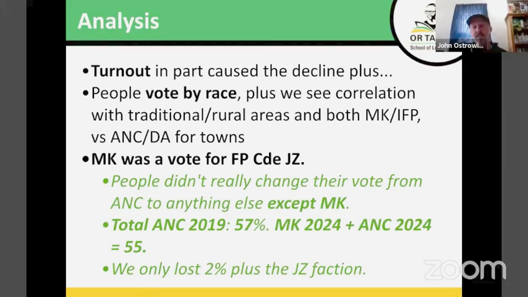So if we look at the results and we add MK's share to the ANC results, the 2019 result was 57%. But if we add MK and ANC from this year, we get 55%, which suggests that we only lost 2% to the disgruntled vote faction, but we lost a huge percentage to Jay-Z.